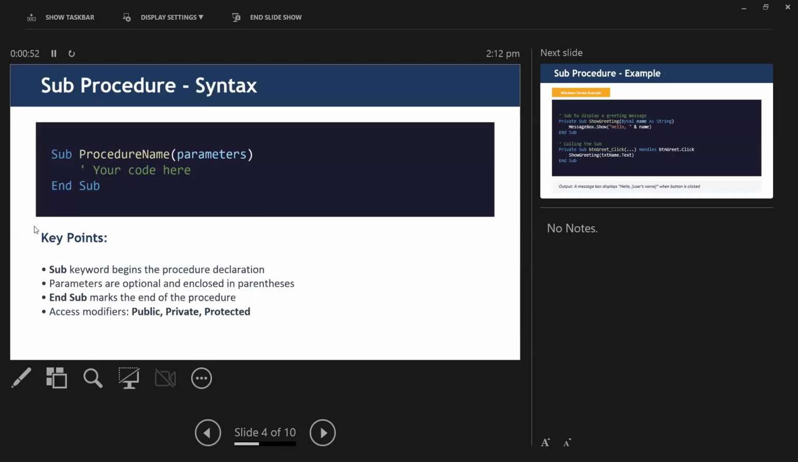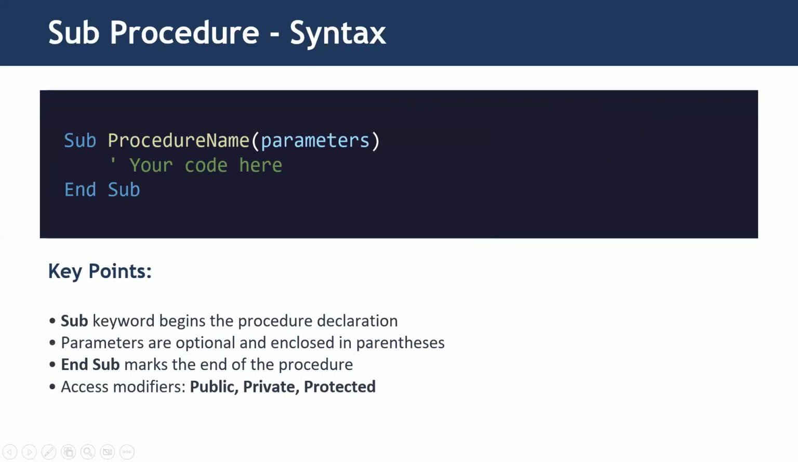How do you write a sub? You have the name of the sub and the parameters, and your code appears here. What are the key points of a sub? Key point number one, Sub begins the procedural declaration. Parameters are optional and enclosed in parentheses. So these parameters are always enclosed in parentheses. End Sub marks the end of the procedure. It is the end here.